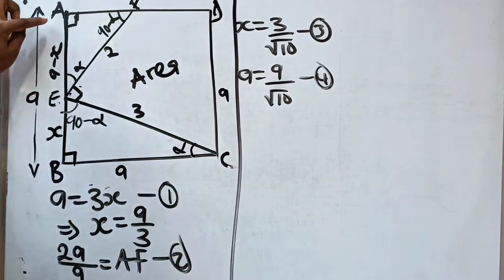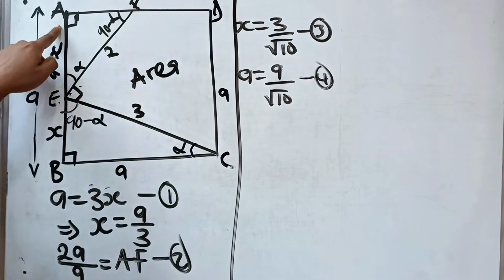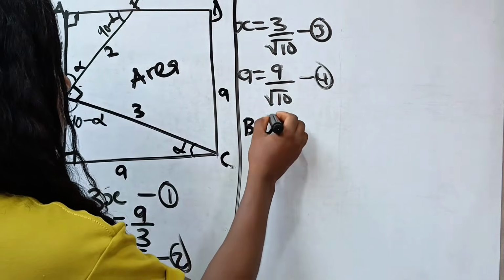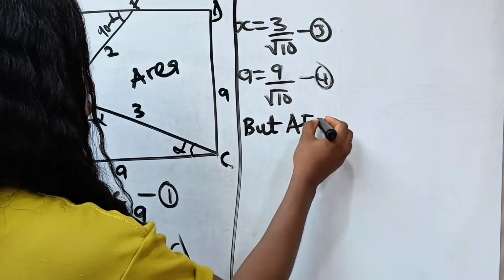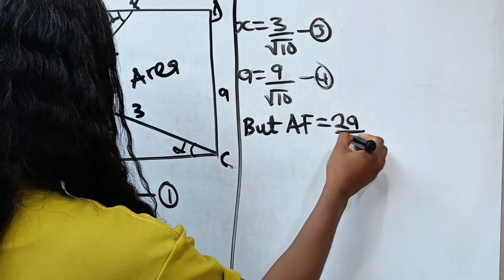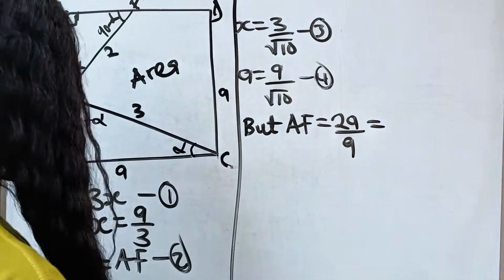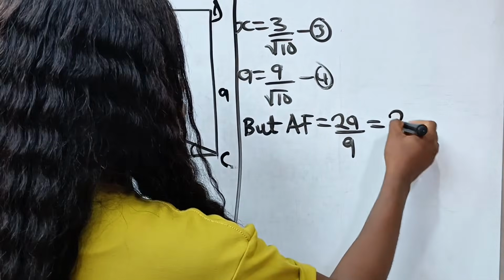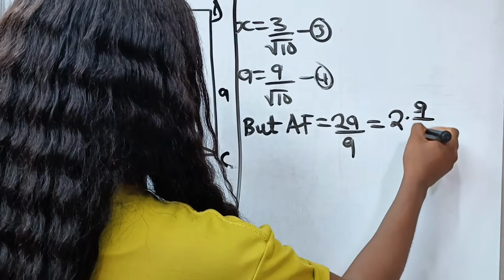So first of all, we need our AF. Okay, so our AF, remember from equation 2, AF is 2A over 9. But AF is 2A over 9, which is equal to 2 times our A, which is 9 over root 10. So it's going to be 2 multiplied by 9 over root 10.